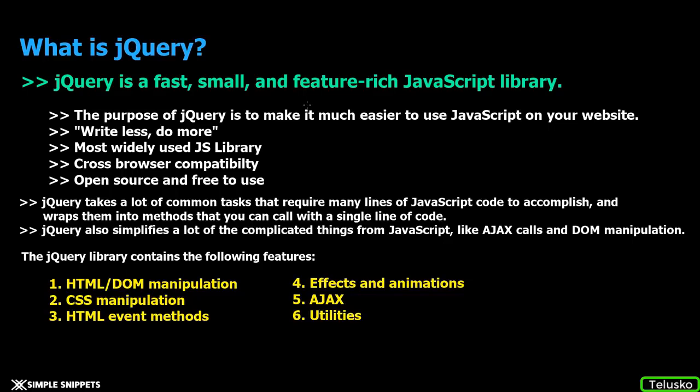So when you are dealing with plain JavaScript, you need to write a lot of code to achieve basic functionalities, and jQuery is a framework, or you can say it's a library built on top of JavaScript, which enables us to write less and do more, which means that you can do things that take a lot of lines of code in JavaScript and do the same thing in a single line or a couple of lines in jQuery.